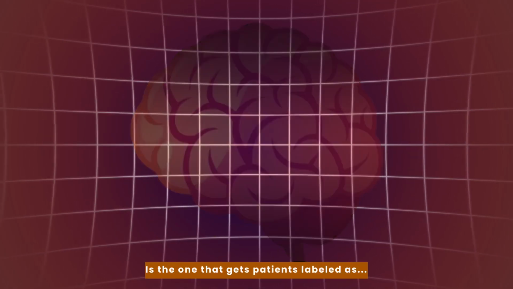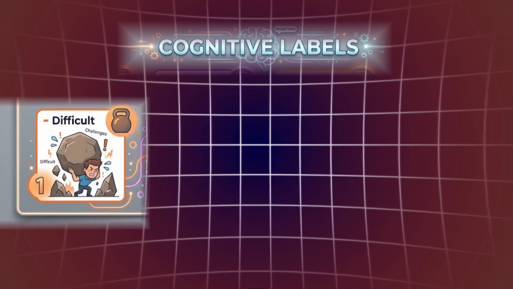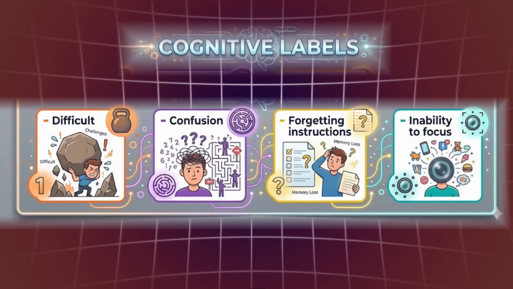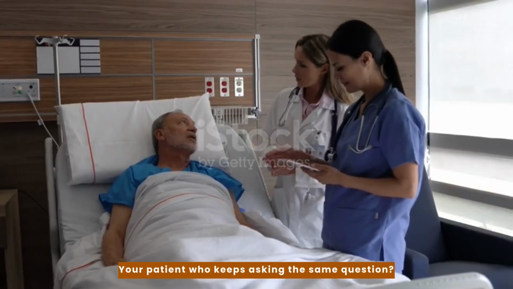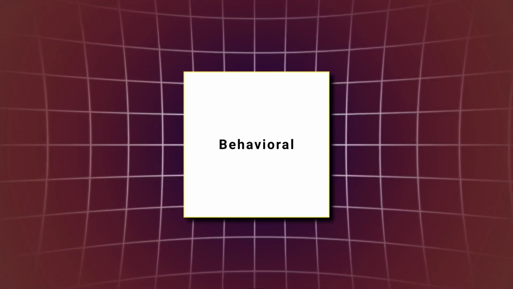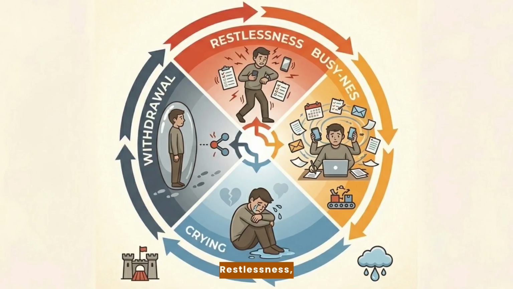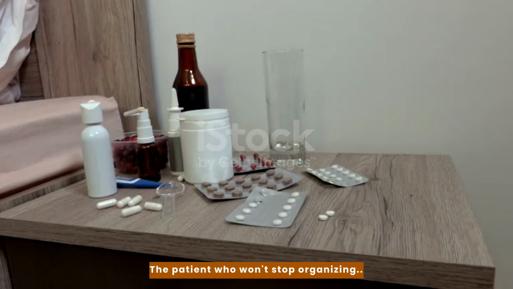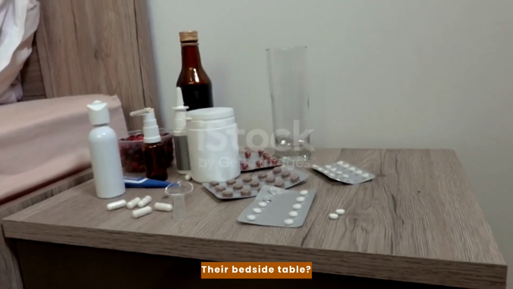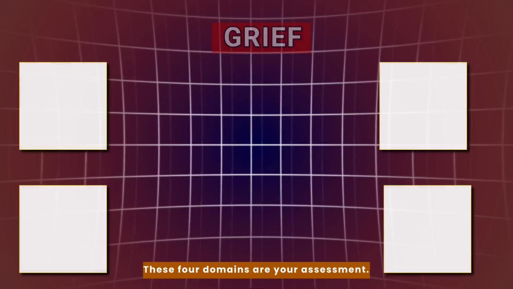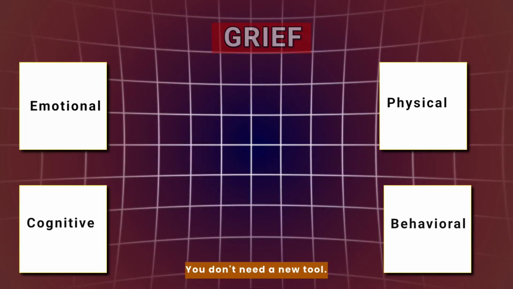Cognitive is the one that gets patients labeled as difficult. Confusion, forgetting instructions, inability to focus. Your patient who keeps asking the same question? Brain is flooded with grief. Behavioral is what you see. Withdrawal, restlessness, crying, or the opposite, busyness. The patient who won't stop organizing their bedside table. That's grief in motion. These 4 domains are your assessment. You don't need a new tool. You just need to know what you're looking at.